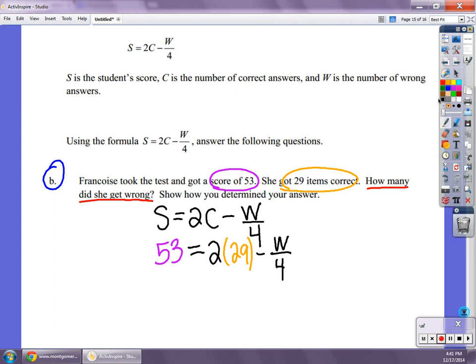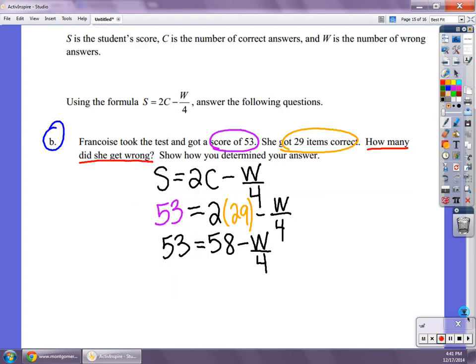So let's simplify. So we have 53 is equal to 58 minus W over 4. All right, from here we have a multi-step equation that we need to solve. And in order to do that, I need to isolate W, and we're going to take the steps we know using our properties of equality to get W by itself. The first thing I'm going to work with is our 58.